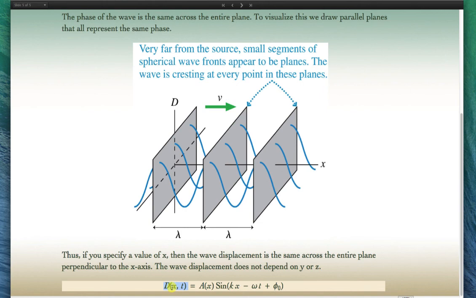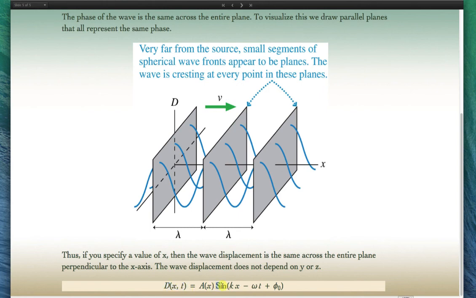The wave is moving in the x direction, and it can be represented by a series of wavefronts, but these wavefronts are all parallel to each other. They're all these flat planes, and it doesn't matter where you are in the y or the z direction, you always measure the same thing for any other point as long as the x value is the same. And so the displacement only really depends on x. And of course it depends on time too.